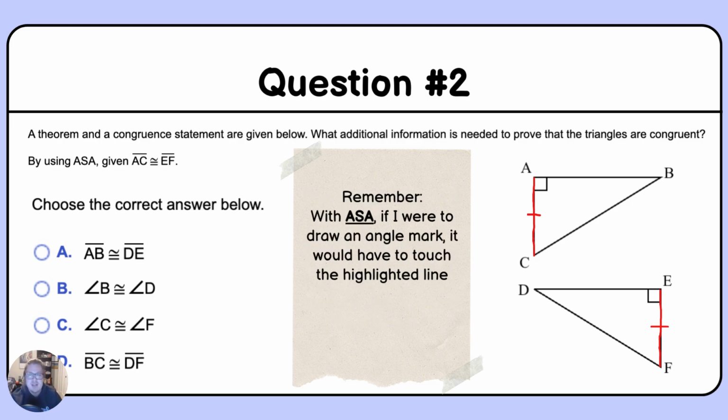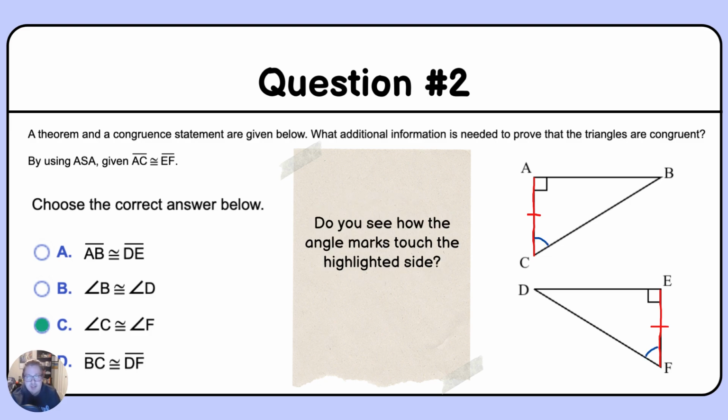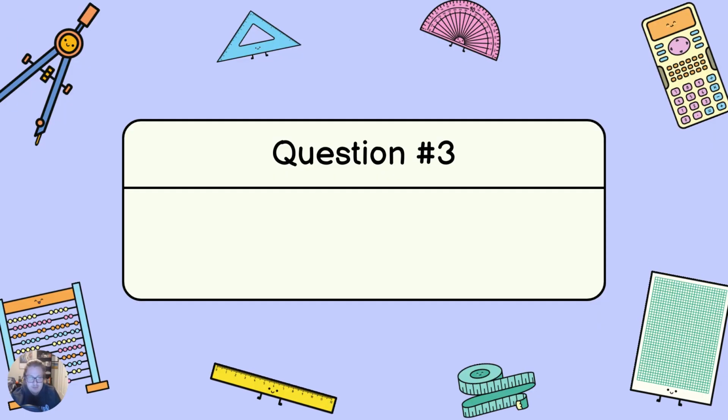You have to be able to recognize that. If I were to highlight that angle, it would touch the highlighted side. Can you see how angle C and angle F touch that highlighted side? So you have to be able to identify what it's looking for. Is it angle side angle, or angle angle side? In this case, it's angle side angle, so I'm looking for an angle that touches the highlighted side.